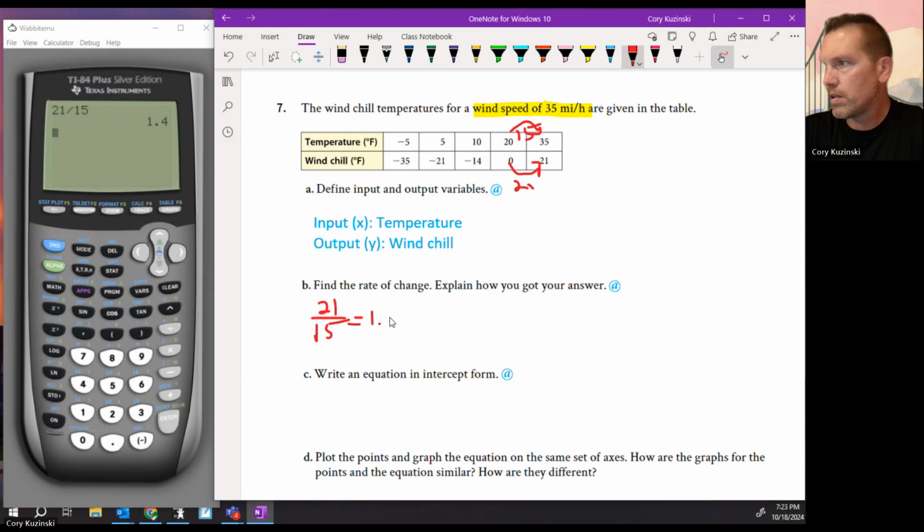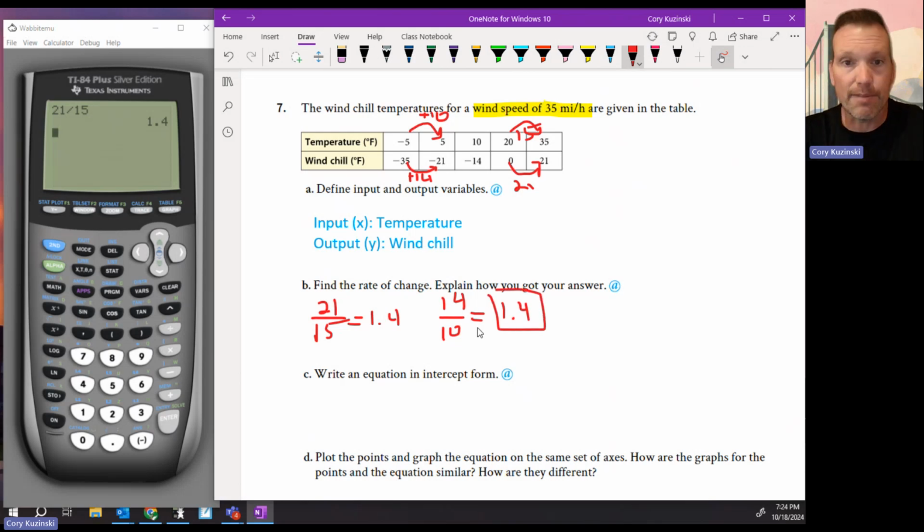All right, let's do that again. How about this increase of 14 when this went up 10? Okay, so that's obviously 14 divided by 10. I don't need a calculator for that. That's 1.4. So our rate of change is definitely 1.4. So explaining how I got my answer, I'm going to say it. I divide the change in the outputs by the change in the inputs.